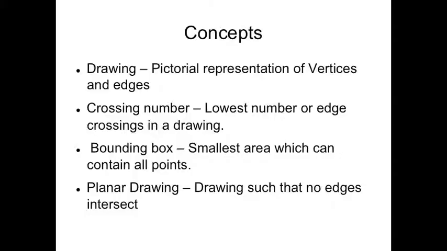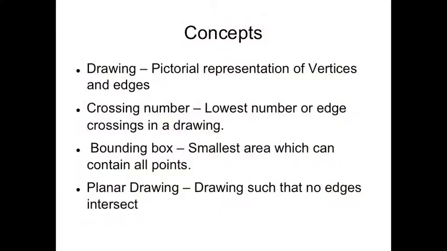The crossing number is the lowest number of edge crossings. So if you are drawing a graph and I ask you to draw lines between four vertices, and you cross the edges, that's the crossing number. The lowest number of edge crossings in a graph is known as the crossing number. These are not very important. This will become very clear when we move ahead from here.